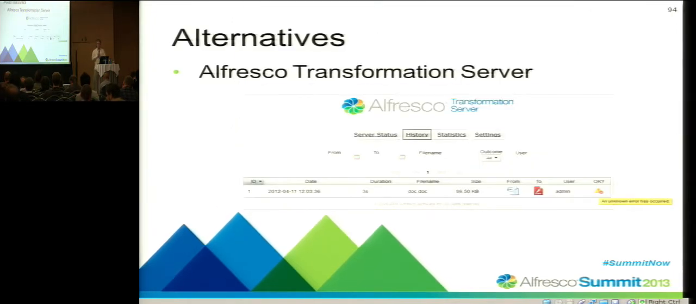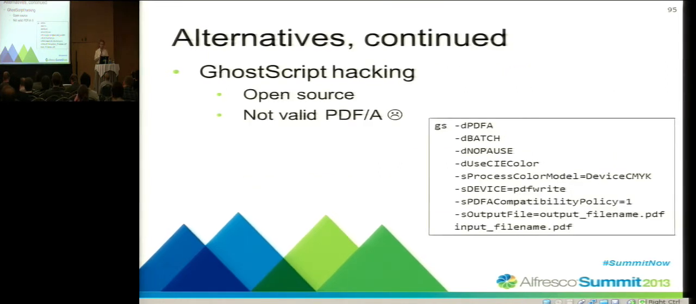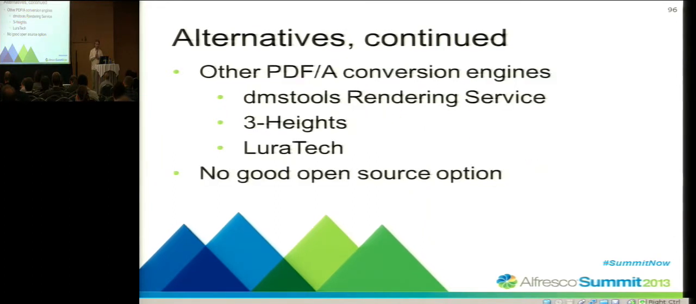The alternatives: you have the Alfresco transformation server, which is also a very good product. It cannot, for the moment, do PDF/A, though, and even if it could, it relies on Microsoft Office, and that only does PDF/A-1b, I think. There is GhostScript hacking. I've tried to do this. It's open source, very good. GhostScript is an awesome product. It's very established. It doesn't create valid PDF/A, though, so this is not really an option. And there are other alternatives, other conversion engines on the market. All these are very, very good.